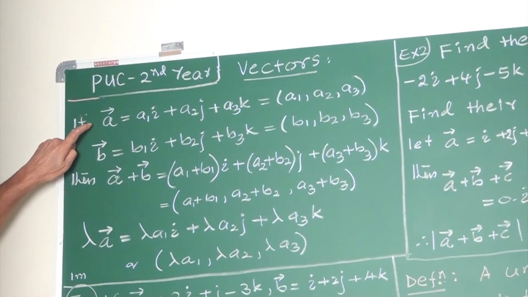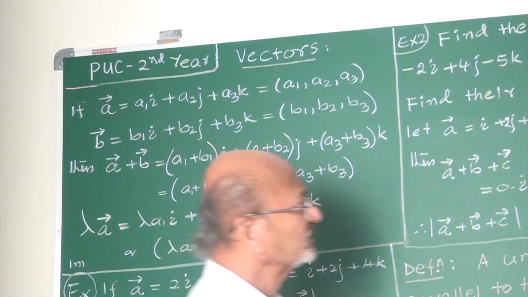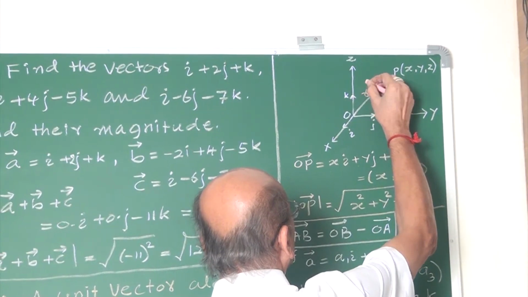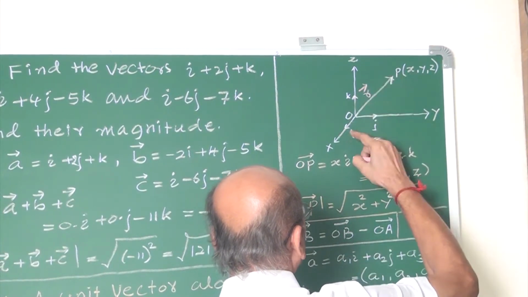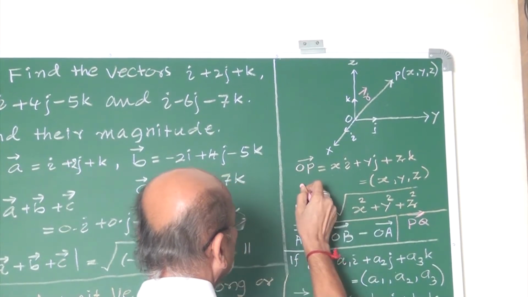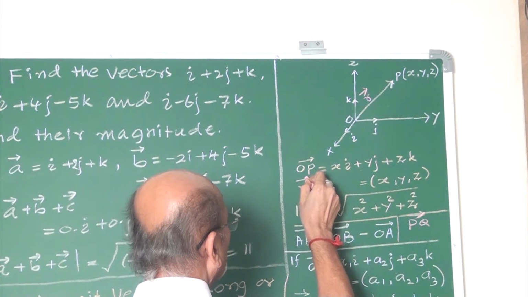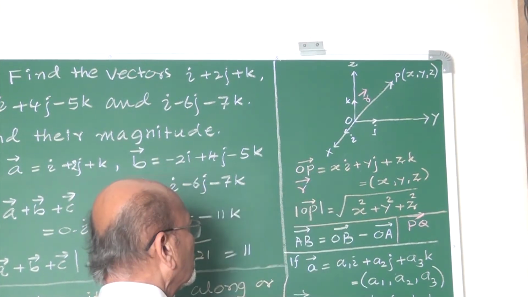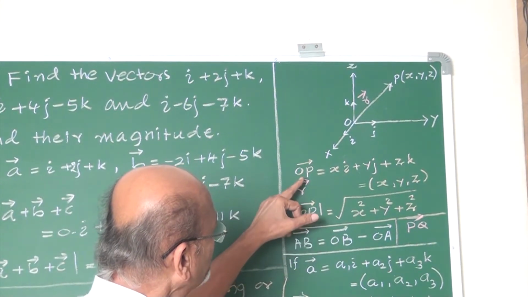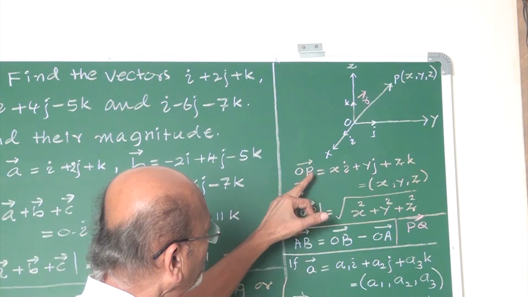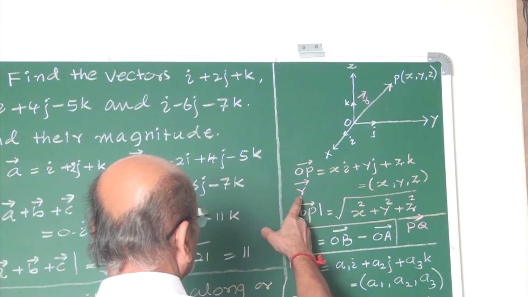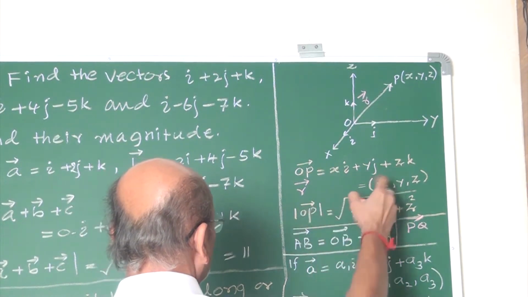Here, my friends, what happens? We can express OP equal to vector R. That is, the distance between O and P is R. Otherwise, you can say OP is nothing but vector R. Even this vector R is also called the position vector of the point P. OP is the same as vector R. Then the position vector of the point is expressed in terms of I, J, K.